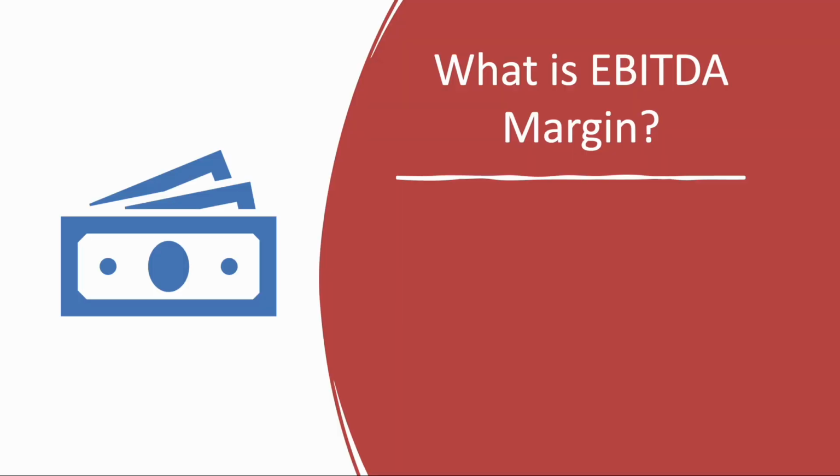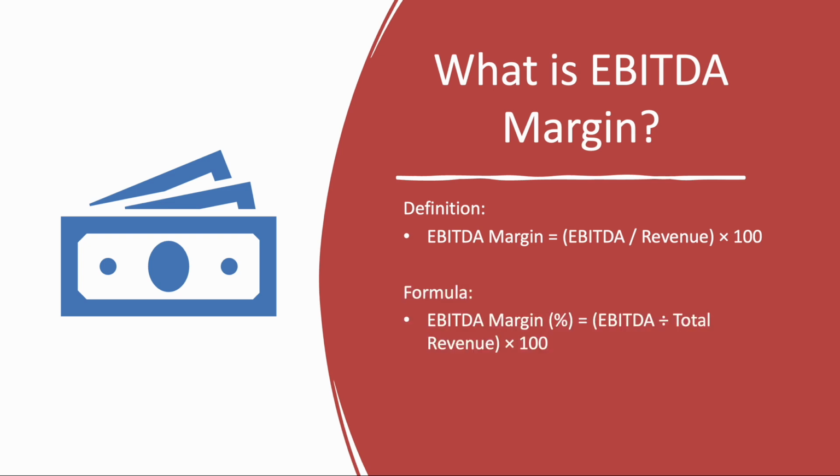So, let's talk about EBITDA margin. This tells us how efficiently a company turns its revenue into profit. So, the formula for EBITDA margin is equal to EBITDA divided by total revenue, expressed as a percentage. So, let's break it down with a simple example.